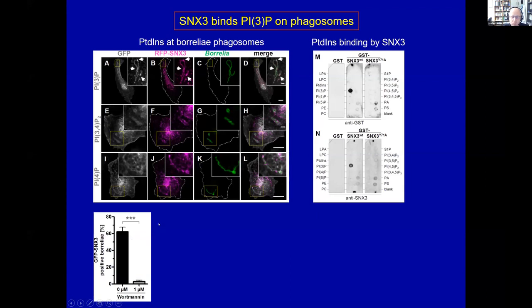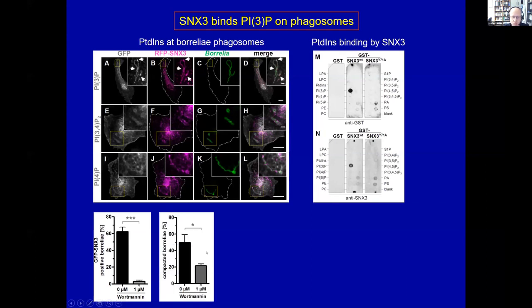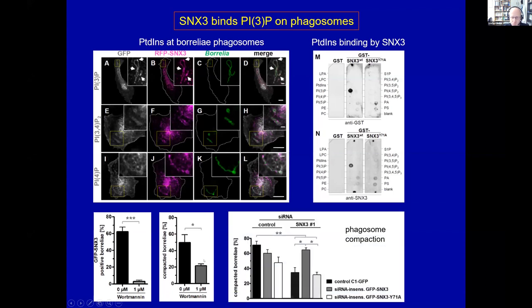Is PI3P really important for the Borrelia compaction? Yes, it is, because if we add an inhibitor that inhibits the kinase that is responsible for producing this phospholipid, you get a total decrease of the SNCS3 signal at the Borrelia containing phagosomes, and you also get way less compacted Borrelia in these cells. So binding of SNCS3 to the PI3P in the phagosomal coat is important to recruit SNCS3 and also for the subsequent compaction of these phagosomes.